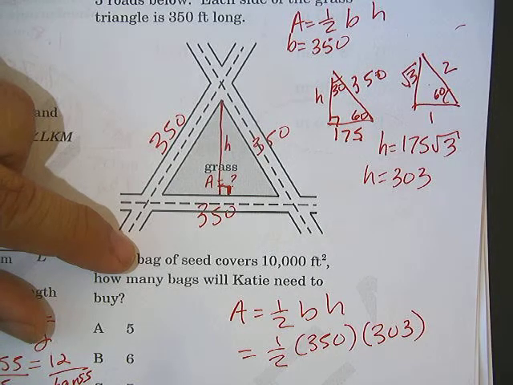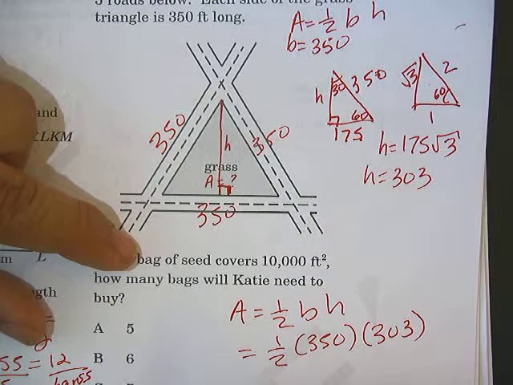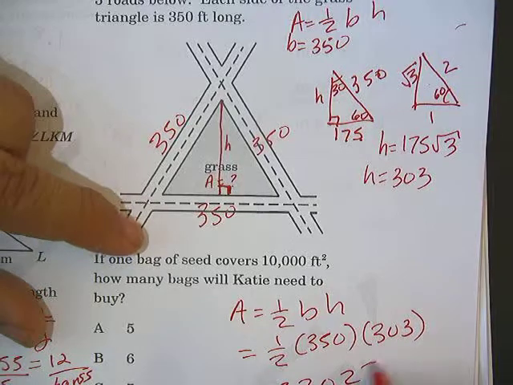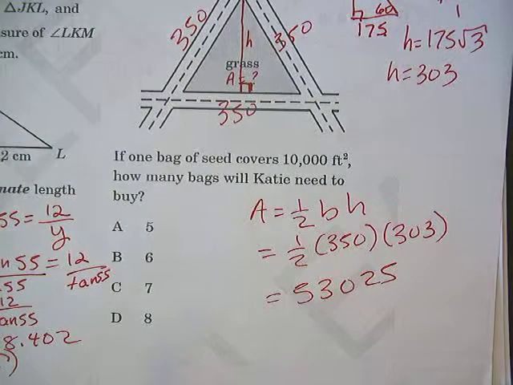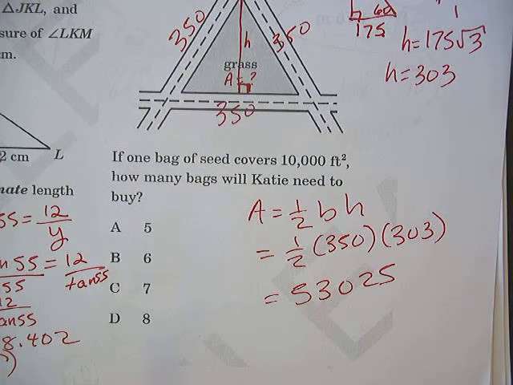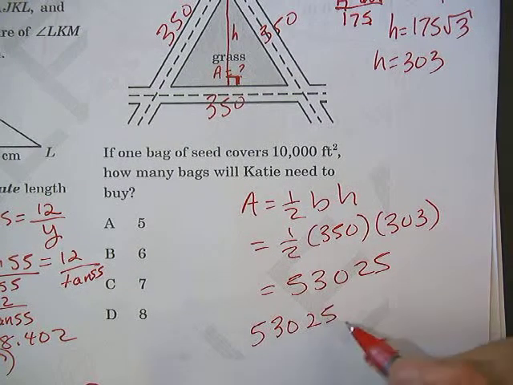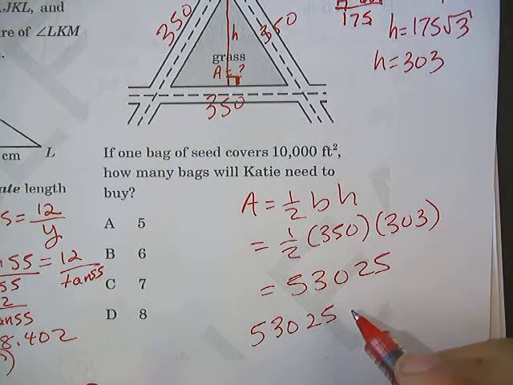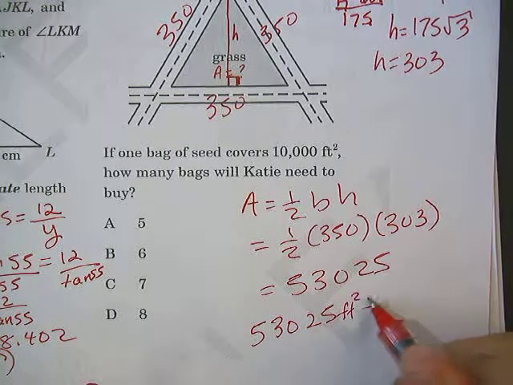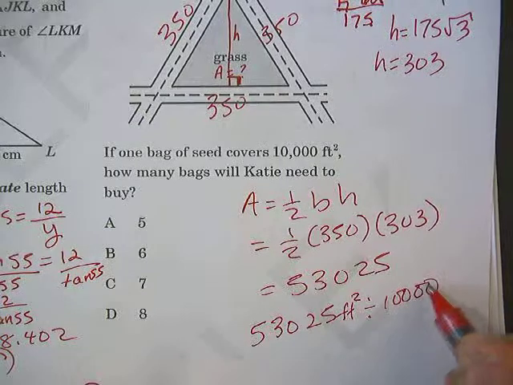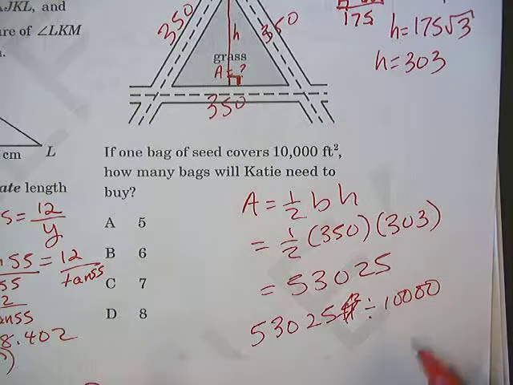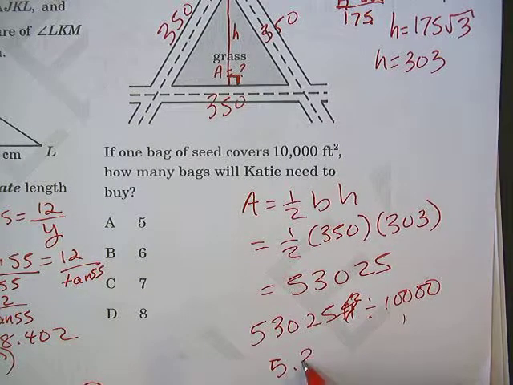350 times 303, then divide by 2, is 53,025. Now, I have to divide that by 10,000. Why 10,000? Because one bag can cover 10,000 square feet. So 53,025 square feet divided by 10,000. All right? So I get 5.3025.